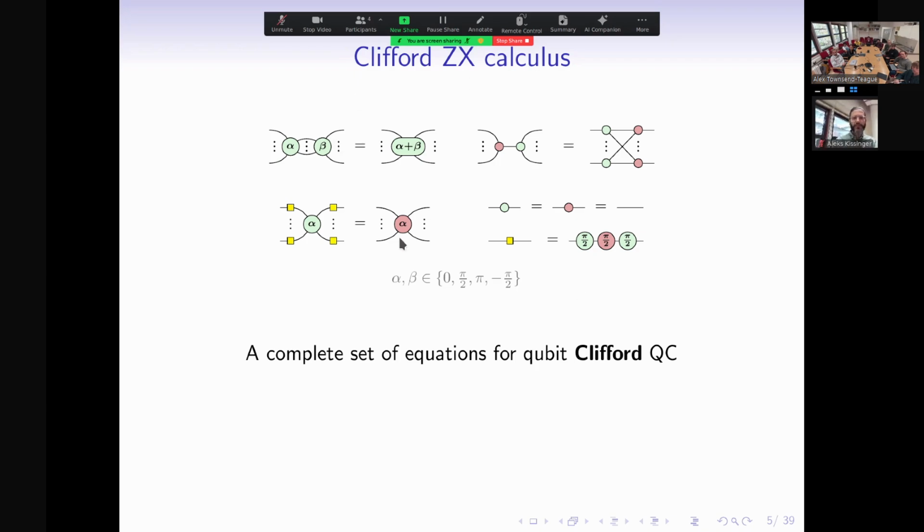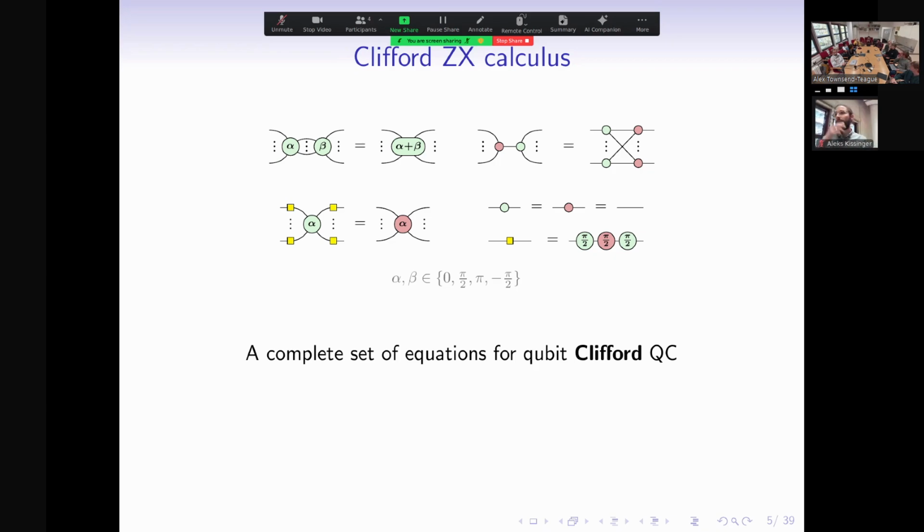This is a complete set of equations for the Clifford fragment. So if I have two Clifford circuits or two Clifford ZX diagrams, I can always prove that they're equal using these six equations. So there always exists a rewrite from one to the other built out of these equations.